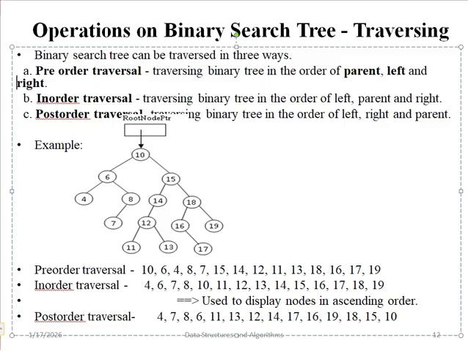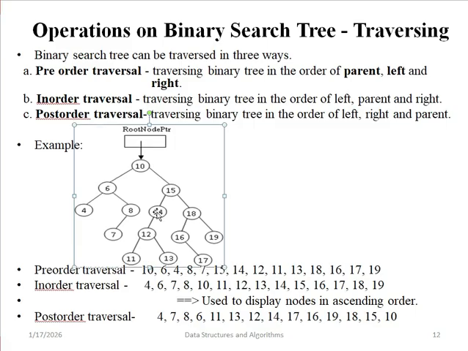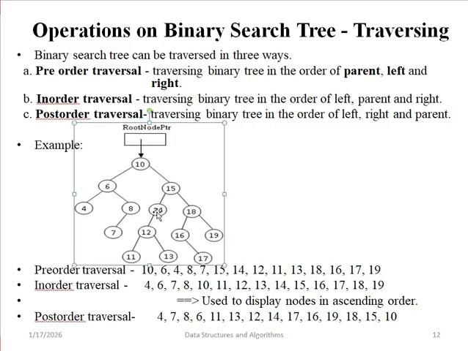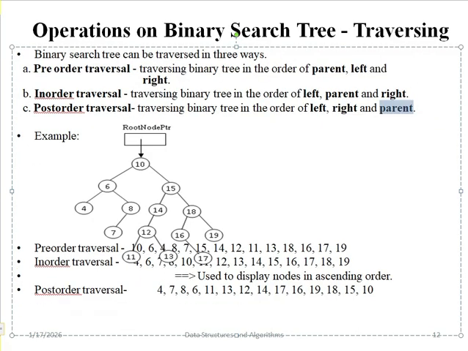So the tree is traversed in parent, left, right. And for in-order we have left, parent, then right. For the post-order, left, right, then finally parent.